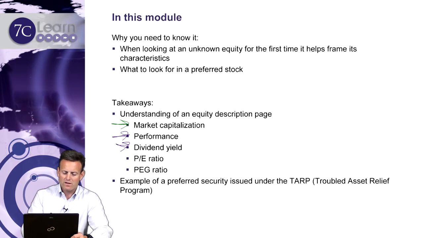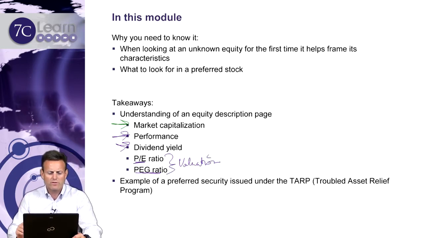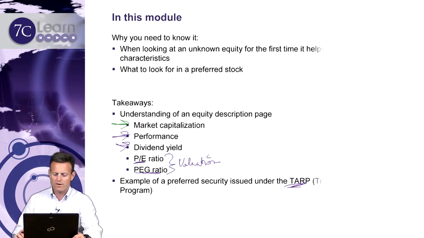Then I'm going to introduce the PE ratio and the PEG ratio. We'll get into more detail on those when we get into valuation, in the later modules of the equity segment, but we'll introduce them here as we'll see them in this Bloomberg screenshot. Then we'll also take a look at a particular preferred stock. We have an example of both a common stock and a preferred stock. In this case, the preferred stock was issued under the TARP program, the Troubled Asset Relief Program, coming out of the financial crisis of 2008, 2009.